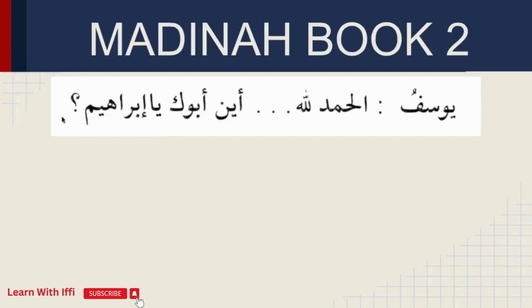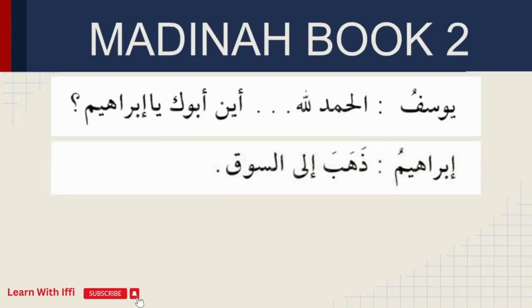Ya Ibrahimu, where is your father? So Ibrahim says dhahaba. See, now we're using the fa'il. So jumlatul fa'iliya, looking for fa'il and fa'il. So the fa'il is dhahaba, which means he went, and the fa'il is mustatir taqdiruhu huwa. So how do we translate? We translate he went. Dhahaba ila suqi. So to the market or to the shopping complex. So he went to the shopping mall.